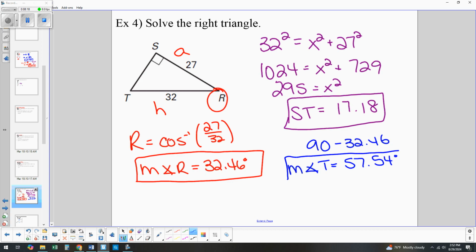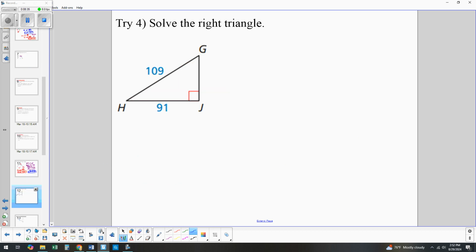If you want to check to make sure that that is correct, if I had used cosine for R, I would use sine for T, so inverse sine of 27 over 32 on my calculator does in fact give me 57.54 degrees. So here's one for you to try. Pause if you'd like. Answers are posted online.